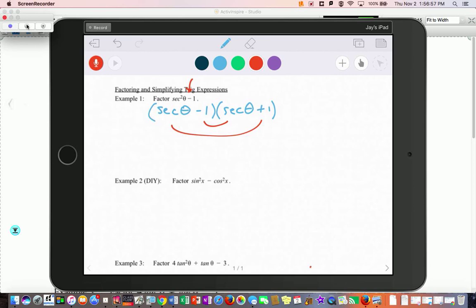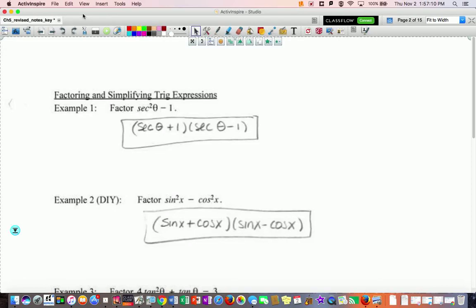Example 2, it's a DIY. So you're going to do the answer, come back and check. Pause the video now. All right, so let's go take a look at that answer. Right here, it's a squared minus a squared, so sine, cosine, but one's positive, one's negative. Difference of squares factoring.